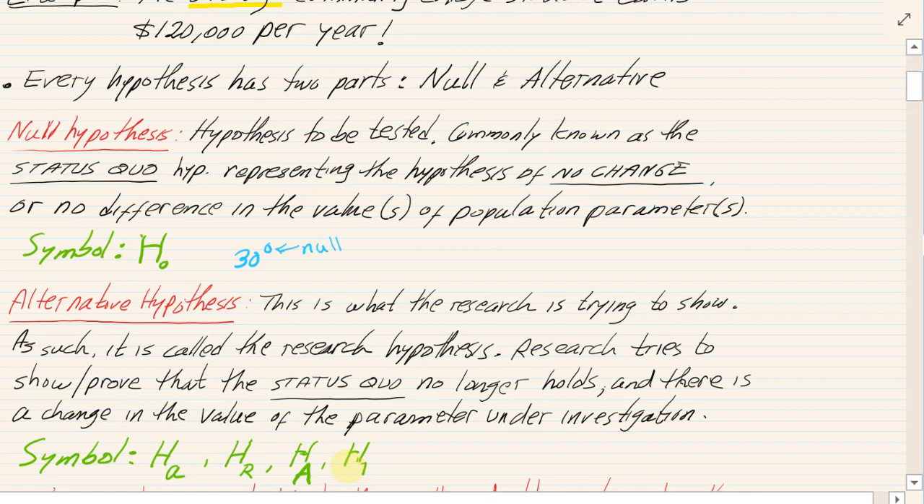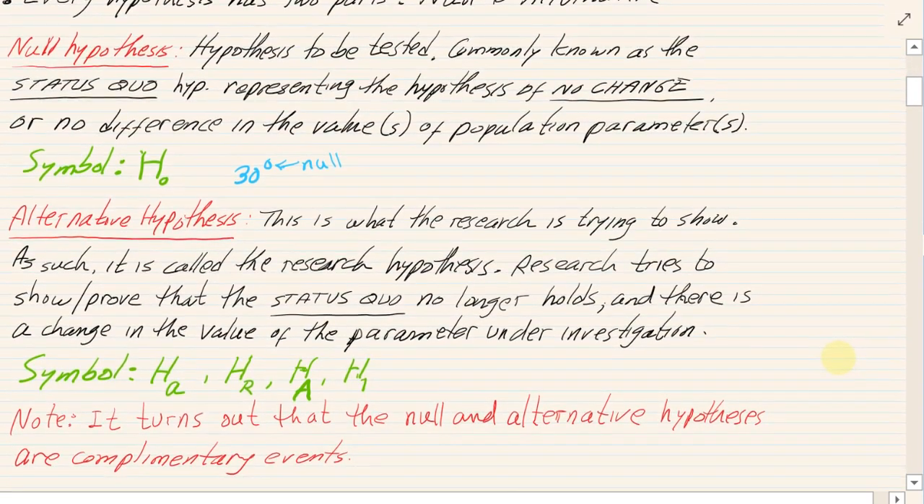Okay, now as far as the null and the alternative go, this might help you. The statement that we make, the status quo, the null, is actually an event that we define. And if we view these hypotheses as events that we define, it turns out that these events are complementary events.